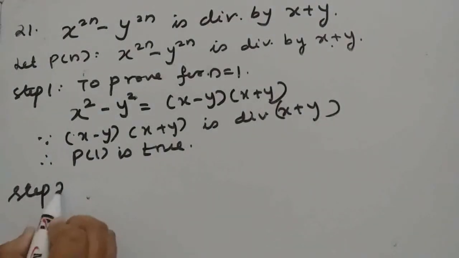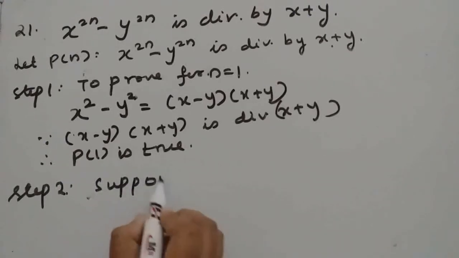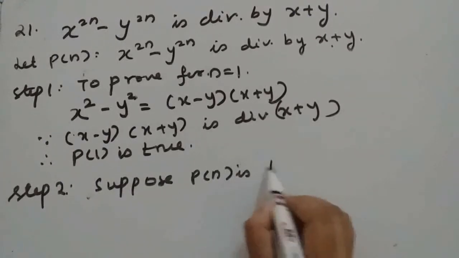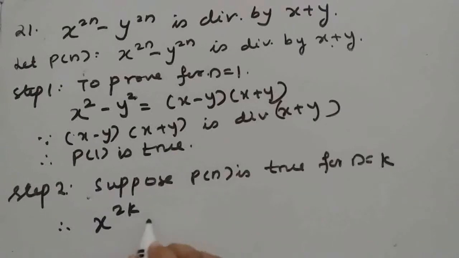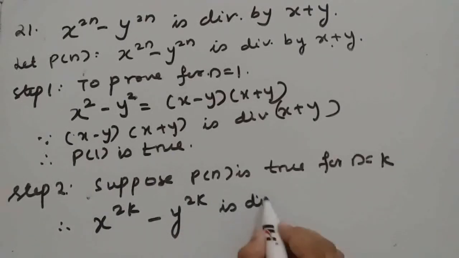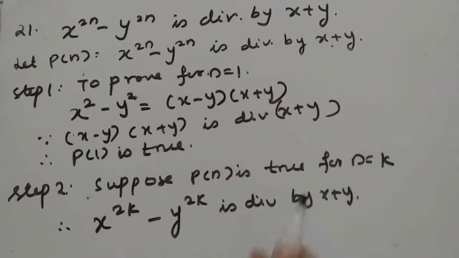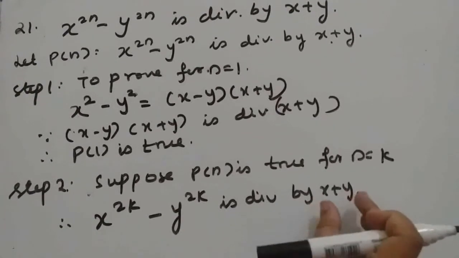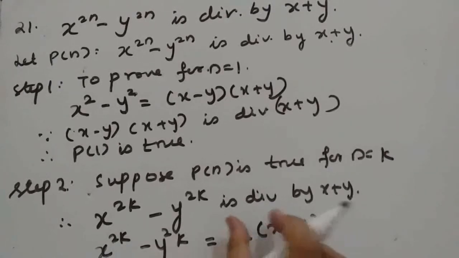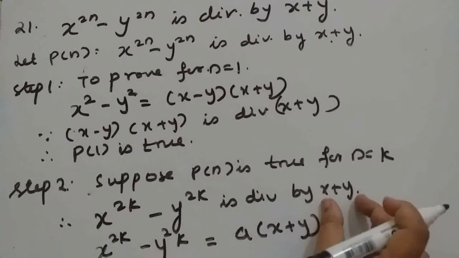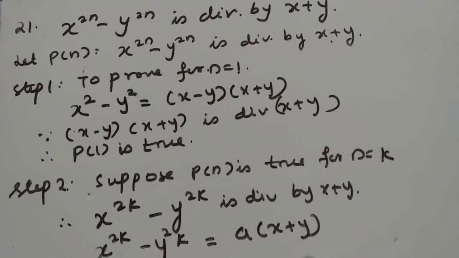Step 2: suppose P of n is true for n equal to k. Therefore x power 2k minus y power 2k is divisible by x plus y. This expression is divisible by x plus y means we can write x power 2k minus y power 2k as some variable into x plus y. Divisible by 11 means 11 into a, divisible by 3 means 3 into a. So divisible by this expression means this expression into some constant a. This is equation 1.